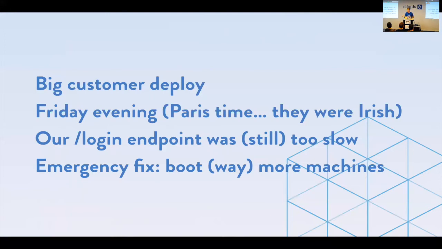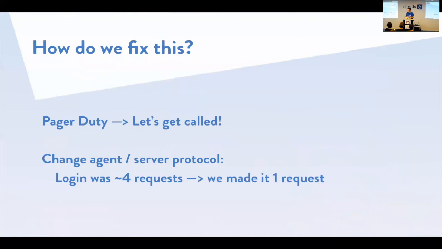The issue was our login endpoint was still too slow. Emergency fix: yeah, we booted more machines, right? It works and it saves the day. But now, how do we fix it? So this time we have set up PagerDuty, right? We were lucky enough to have Benoit in the bar looking at the monitoring, but we want to know about it if it happens in the middle of the night, right? So PagerDuty is now waking us up from time to time. And we changed the way the agents talk to the server at login time, right? We had 4 requests, and we moved all of it into one request that we carefully optimized, and it made things way better.